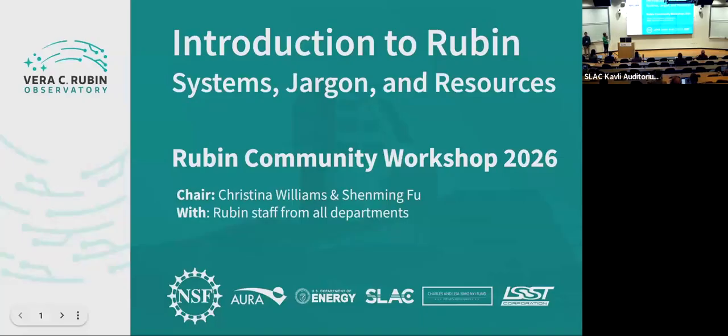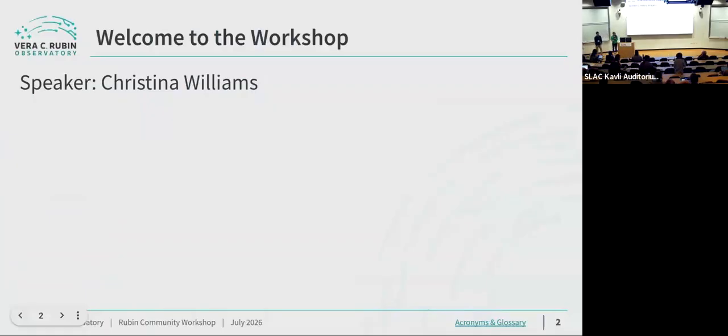All right. Welcome to the Introduction to Rubin session. This session is chaired by myself, Christina Williams, and Shenming Fu. We're both members of the Rubin community science team, and we're going to hear a number of presentations from representatives from a variety of teams within the Rubin project to hear about what's going on in these different branches of the project. I'm just going to give a brief introduction and then hand this off to our variety of speakers that we have on the agenda.